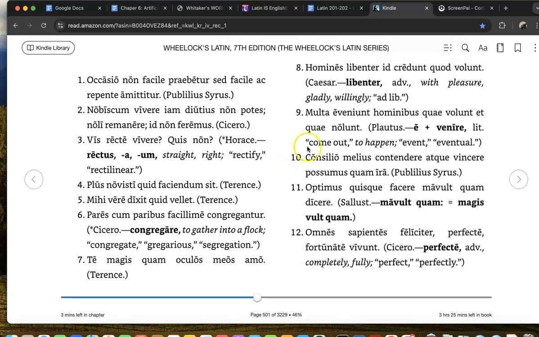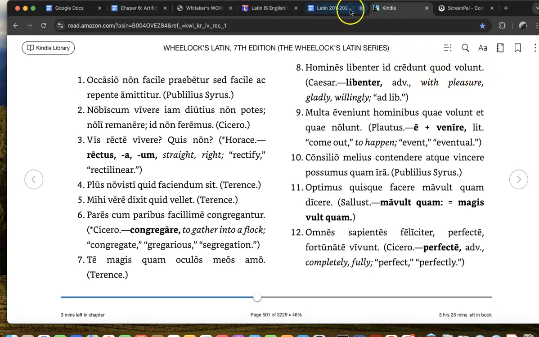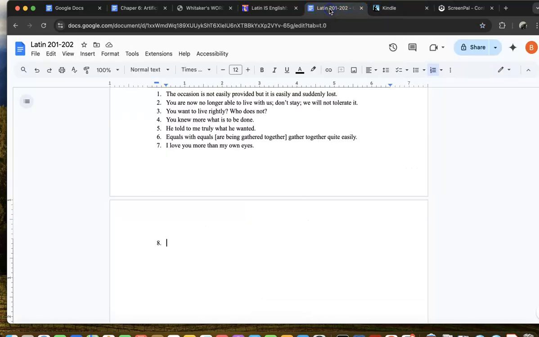All right, moving on here to number 8. So here we have men freely then think what they want. This one's actually Caesar right here. So men freely believe that what they want. So let me go ahead and write that down, and then I'll try to explain it in greater detail.